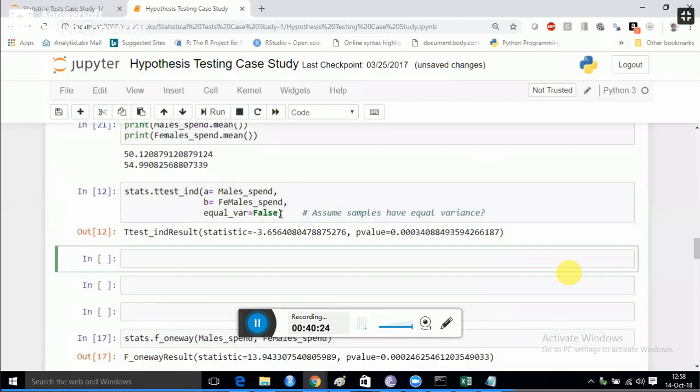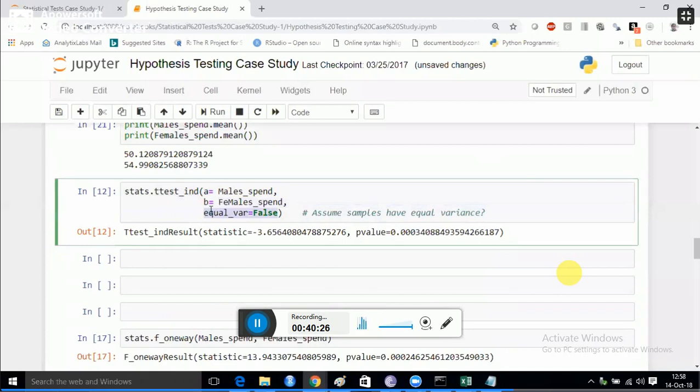I have said equal variance is equal to false. I'm looking at the means, but I'm firstly assuming that the variance is not equal between males and females. Both are having different variance. Yes?